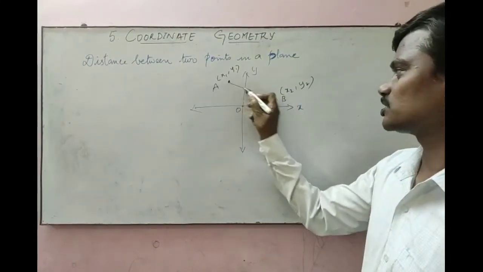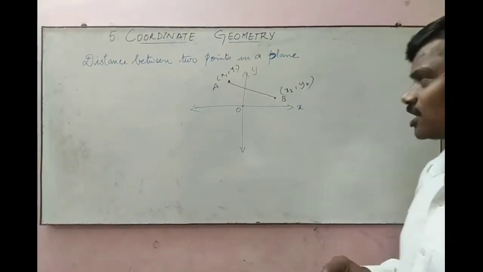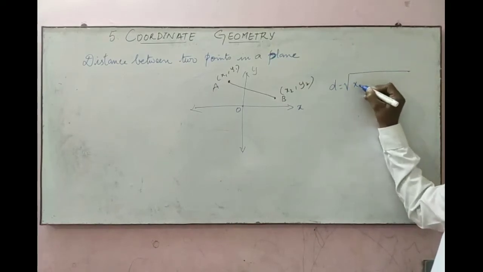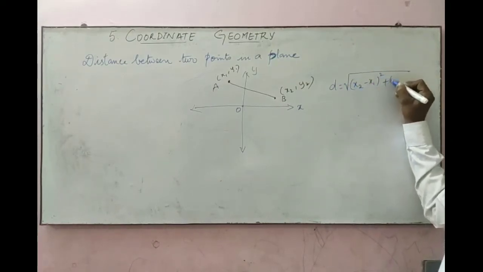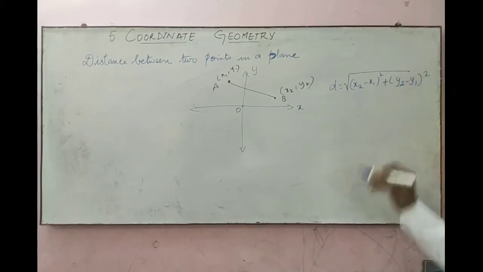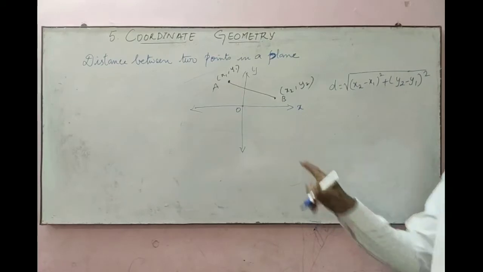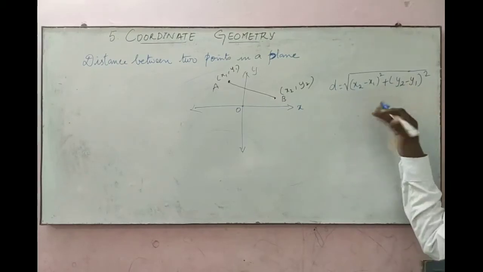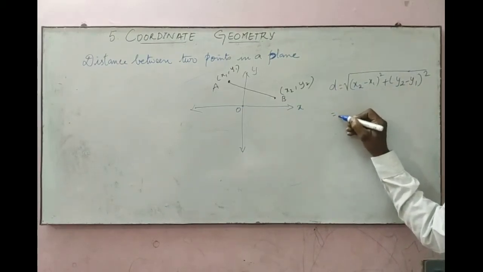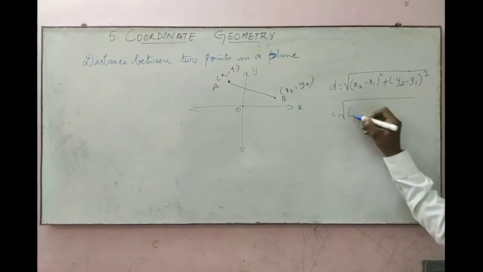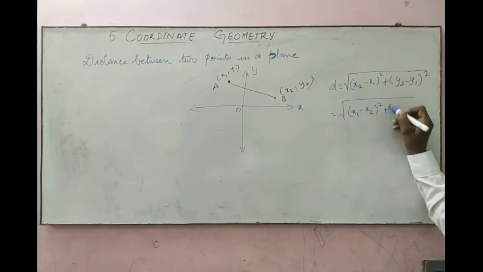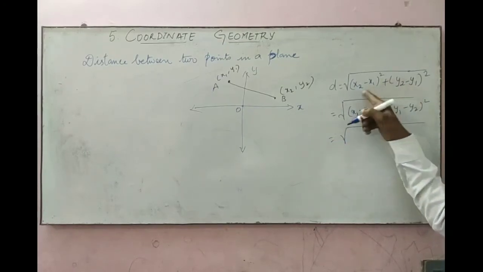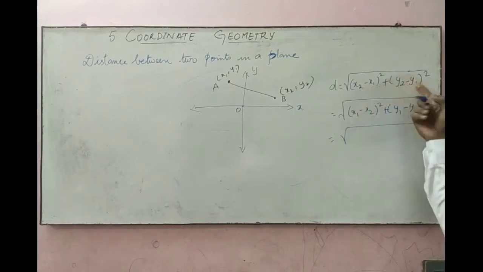Then how will you find the distance between those 2 points? So the formula to find the distance between those 2 points is d is equal to root of x2 minus x1 whole square plus y2 minus y1 whole square. So this is the formula to find the distance between the 2 points in a plane. This formula can be written in 2 more ways. You can use this in this way also, x1 minus x2 whole square plus y1 minus y2 whole square, or you can use this as you are writing y in the first term, x in the second term.